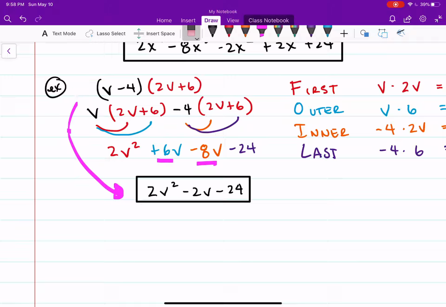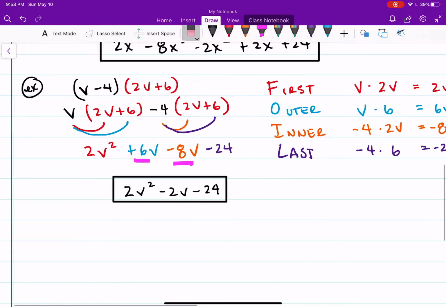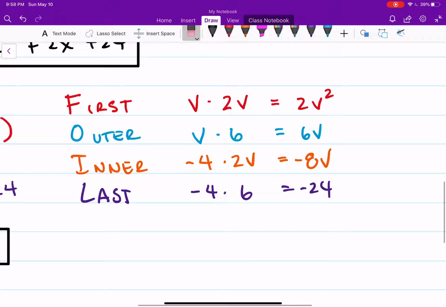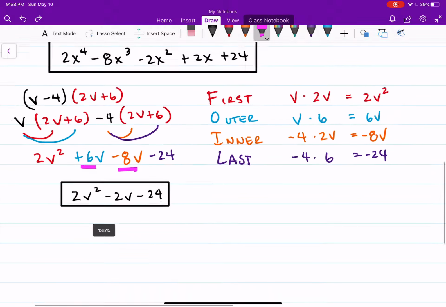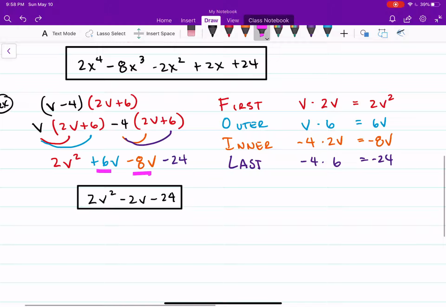However, later in this chapter, we are then going to start here and end with binomials, okay? So that is also important for us. So we're going to have to be able to go in both directions. Now, if I was to add these 2 together, which are like terms right there, I can add those together, which gives me a negative 2v, okay? So I would still get the same answer. Got it? All right, next.